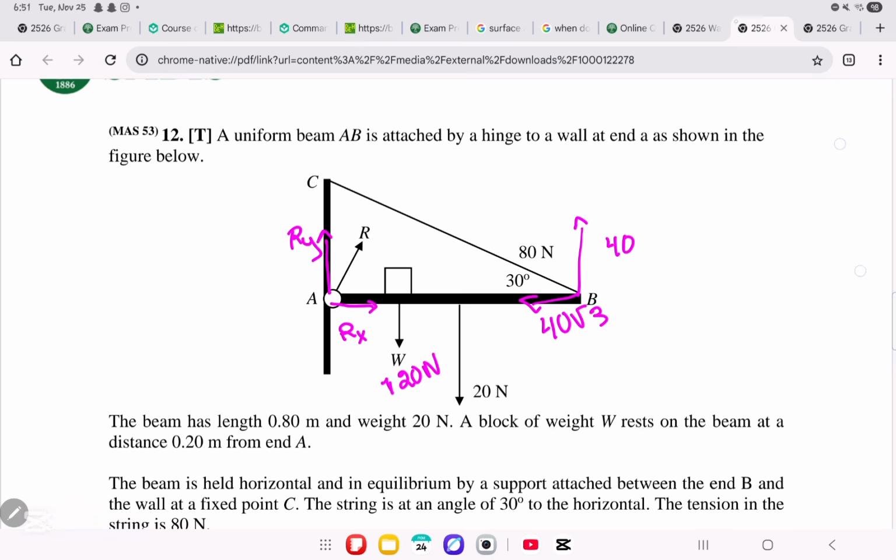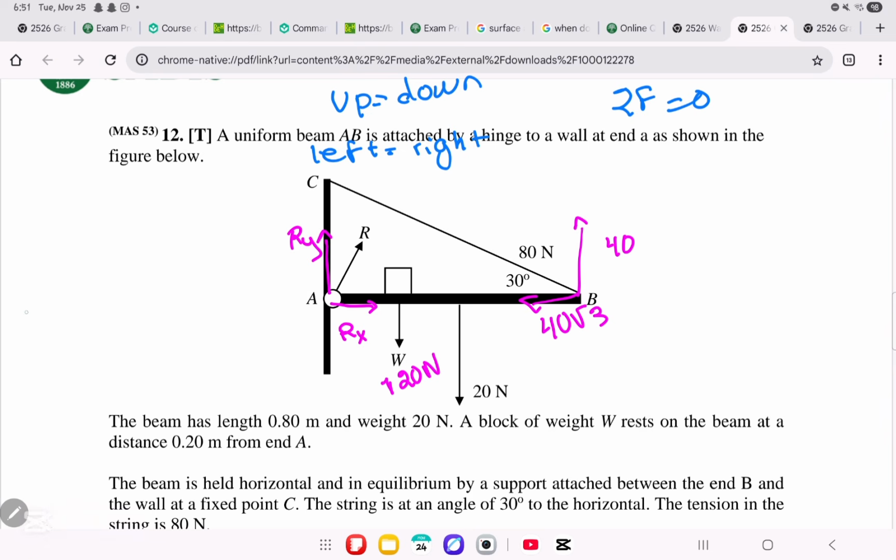Now what can we apply? We used sigma torque is equal to 0 about any point. Now we can use sigma force is equal to 0. That means everything up equals everything down, and everything left equals everything right. So let's start with everything up equals everything down.